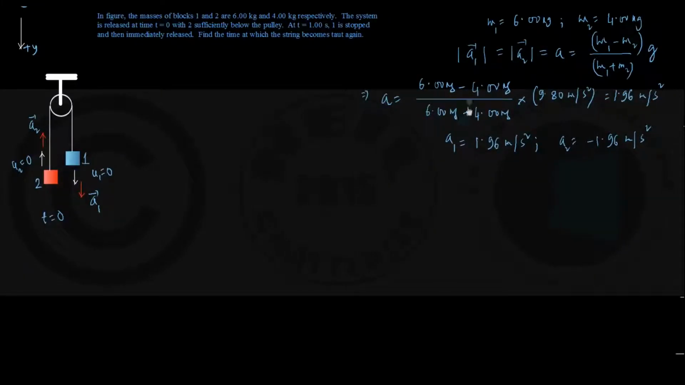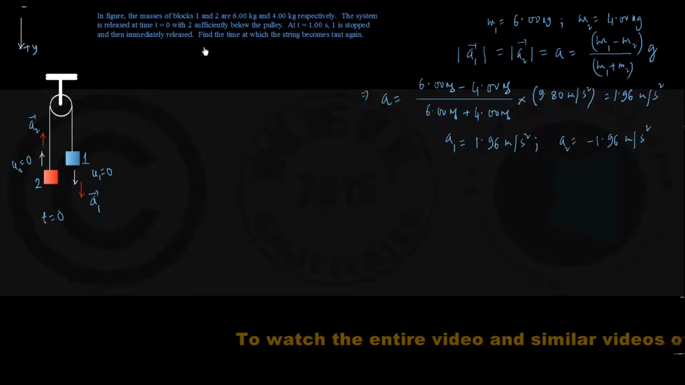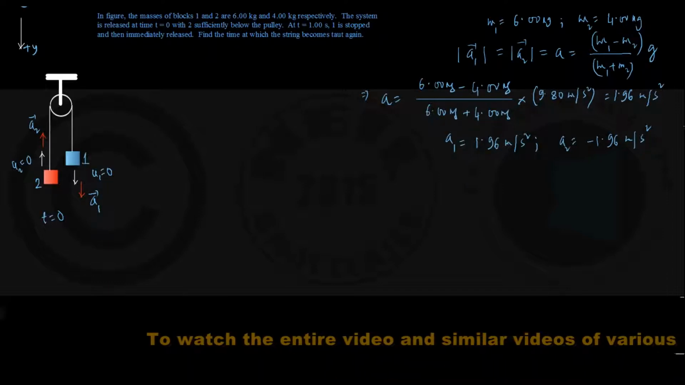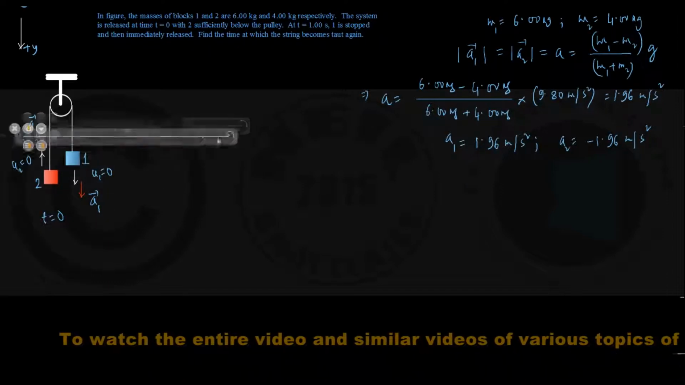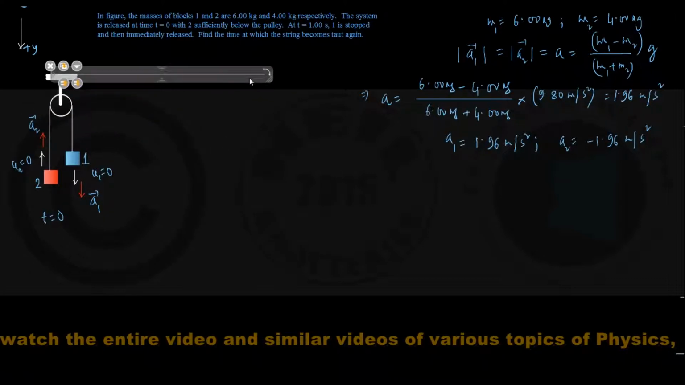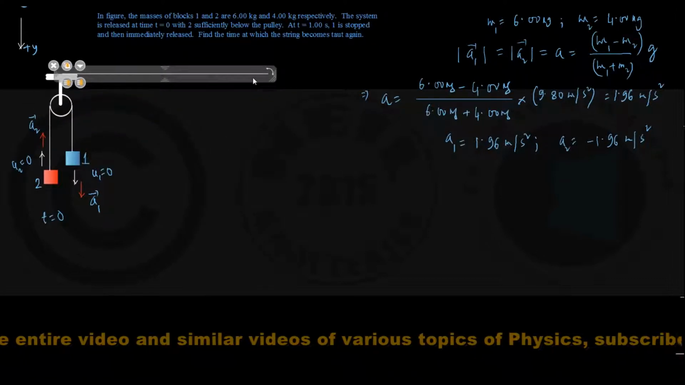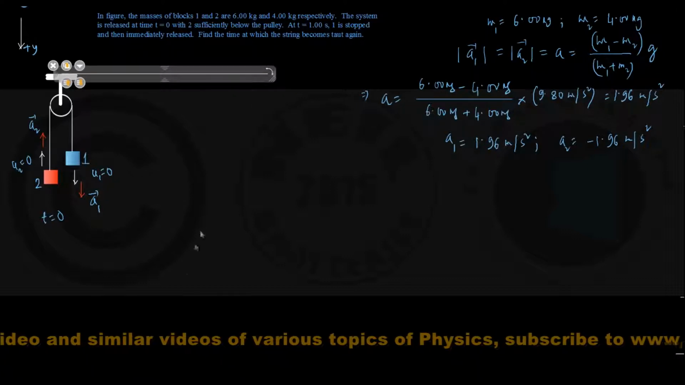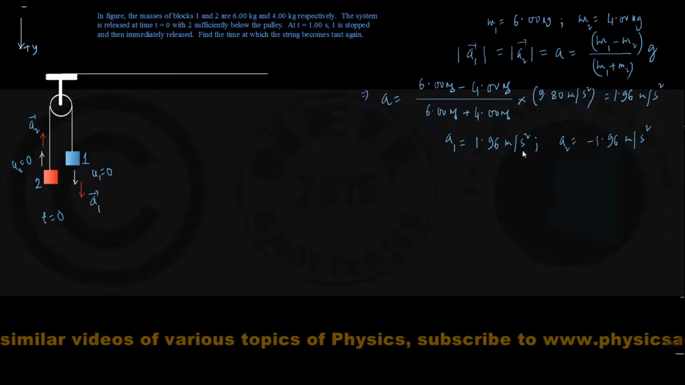So this was the case at the instant the system was released from rest at time t equals zero. And the question says, after 1 second, block one was stopped and then immediately released. So let's visualize the situation here. I'm going to make some addition in my figure, therefore I draw a horizontal line to the top edge of this pulley block system that I have shown here.